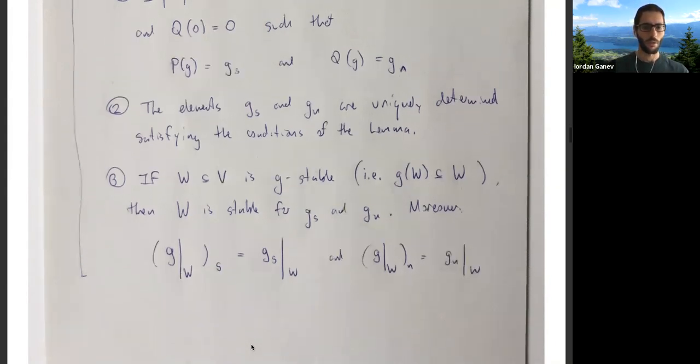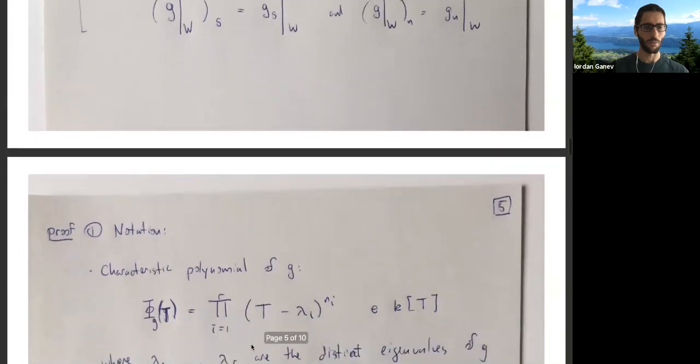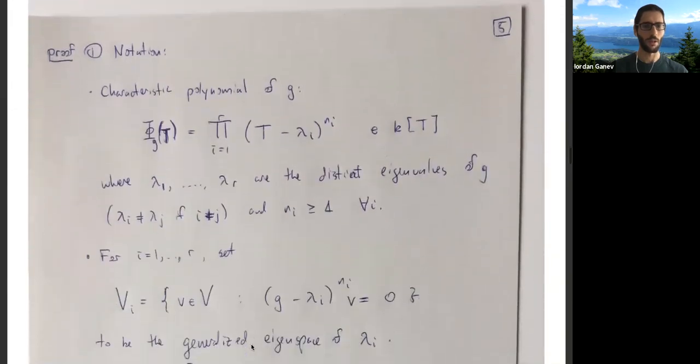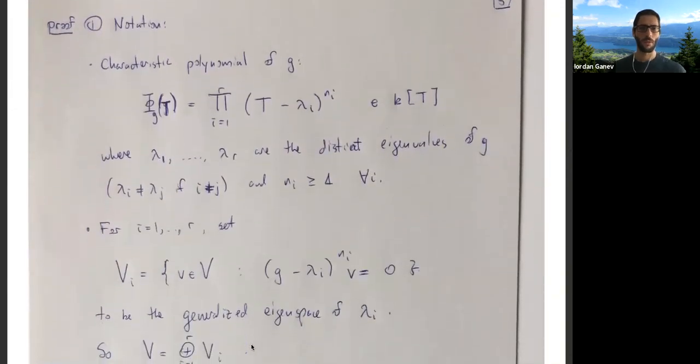All right, so how do we prove this? Well, first of all, we need some notation. You'll recall the characteristic polynomial of G. This is the determinant of T times identity minus G. But we can also write it in terms of the eigenvalues. The eigenvalues are precisely the roots of the characteristic polynomial counted with multiplicity.